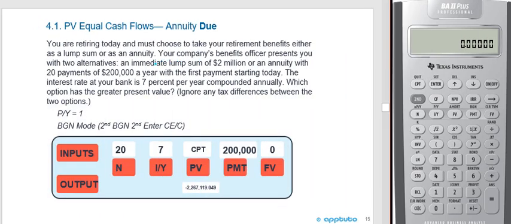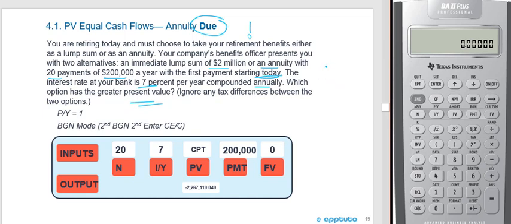Okay, here's a nice little practice problem. It says you're retiring today. You must choose to take your retirement benefits either as a lump sum or as an annuity. So your company's benefit officer presents you with two alternatives: an immediate lump sum of $2 million or an annuity with 20 payments of $200,000 a year with the first payment starting today. Aha, starting today, so that's annuity due. The payment starts immediately at time 0. So the interest rate at your bank is 7% per year, compounded annually. Which of the options has the greatest present value?